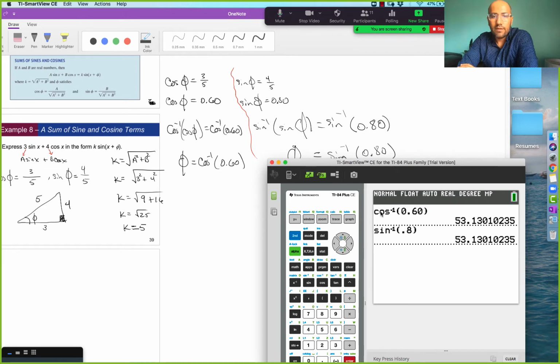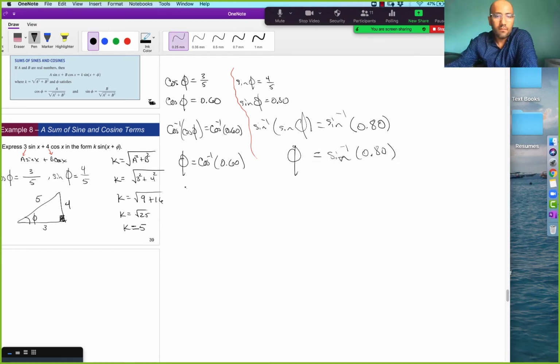Good. And now we can also confirm in the other direction, so it must be that cosine of 53.13 is really close to 0.6, true, and also confirm that the sine of 53.13 is again really close to 0.8, with some rounding issues. 53.13 is our answer. So phi equals 53.13, right? And we get the same answer in both.